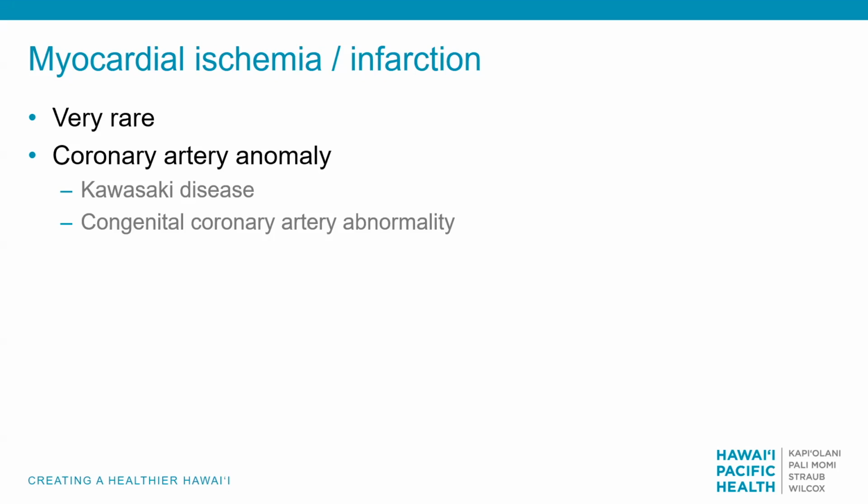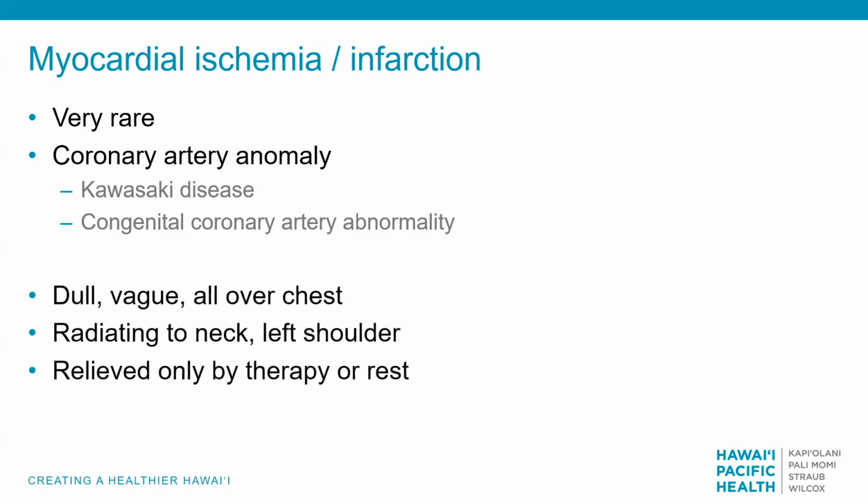Nevertheless, when somebody comes with exercise-related chest pain, I always ask, did they have Kawasaki disease in the past? So I think that's also a good history question to ask. Had they ever been diagnosed with Kawasaki disease? And the other one that we need to rule out in pediatric cardiology is a congenital coronary artery abnormality. I will show you a picture in a sec, but first I would like to describe the chest pain.